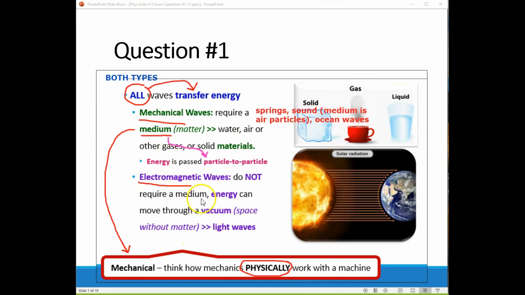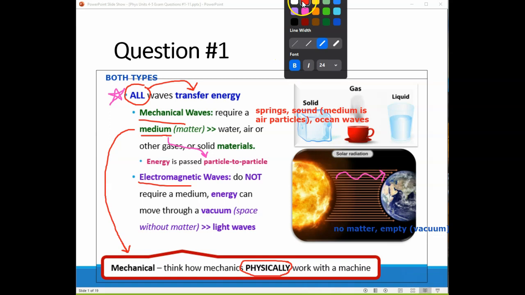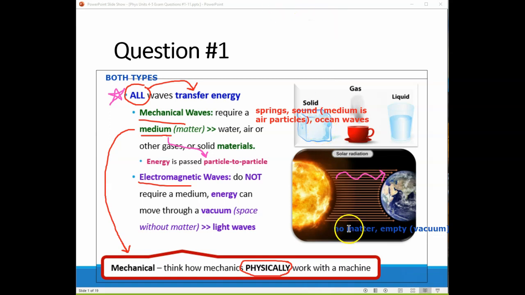And now let's go ahead and talk about electromagnetic waves. So electromagnetic waves, again, also transfer energy, right? We know that. However, they do not require a medium. So this means that since they don't actually require any physical substance, they can actually travel through the vacuum or empty space of outer space, right? So they can travel through areas like outer space, which has no matter, is empty, what we call a vacuum. So there's no gases, no solids, no liquids in outer space. It's just empty, which is pretty cool.